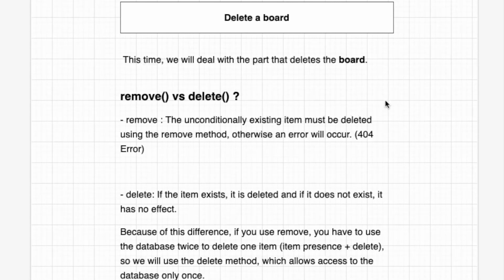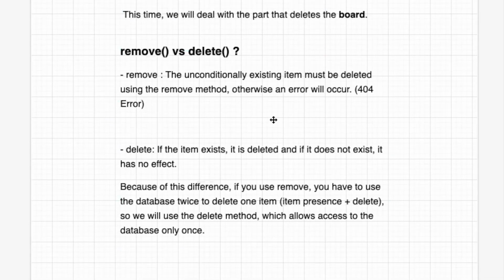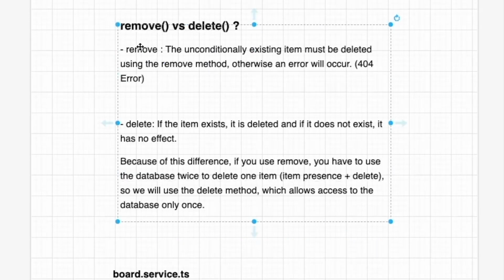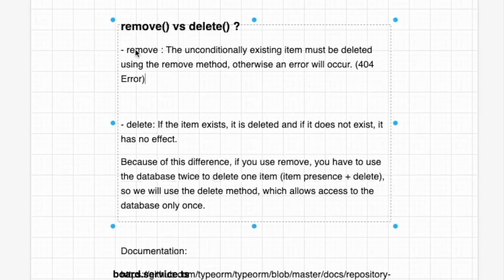Hello my friend. This time we will deal with the part that deletes the board. When deleting the board or any item inside the database, we can use two methods, that is remove or delete. If we see the difference between them, with the remove method, the item must unconditionally exist, otherwise an error will occur. So if we use the remove method when we don't actually have that item we want to delete inside the database, we get an error.